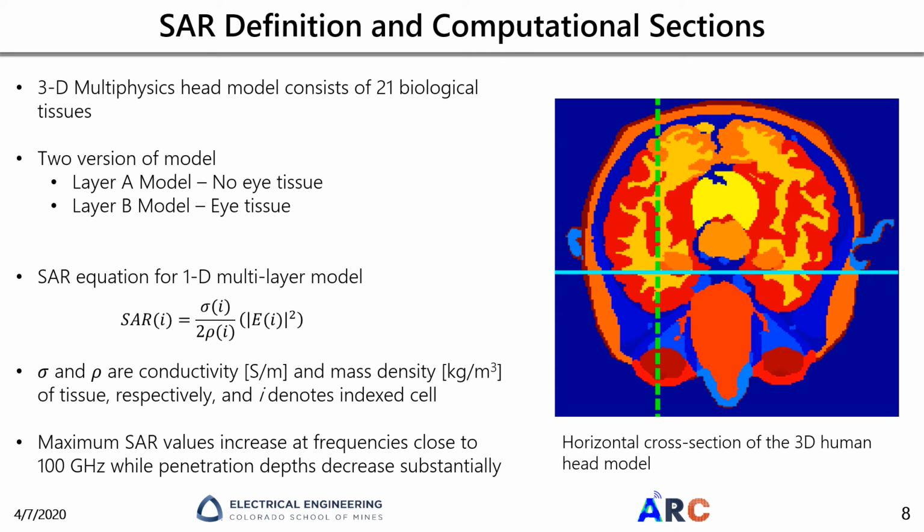The second stage of the project used these Debye coefficients to analyze a head model using a layer A model with no eye tissue and a layer B model with eye tissue to analyze the safe exposure limits of specific absorption rate as well as temperature rise through the model.